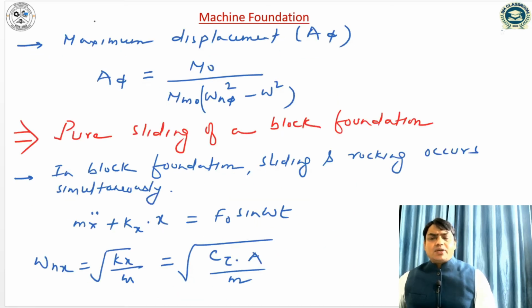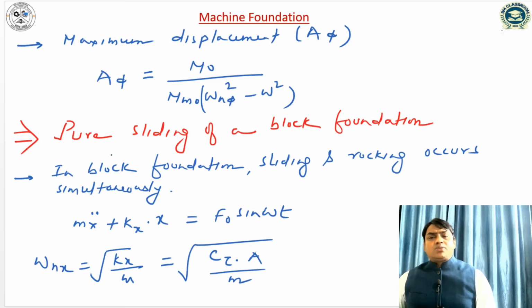Maximum displacement in this mode can be computed as A phi is equal to M naught divided by Mm naught into omega n phi square minus omega square, where I have already discussed what M naught and Mm naught are, omega and omega n phi.